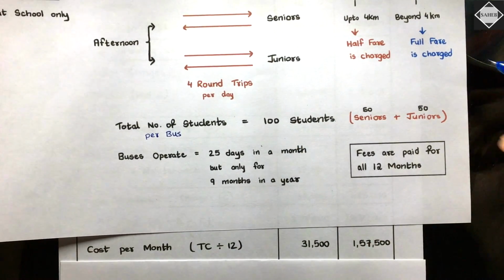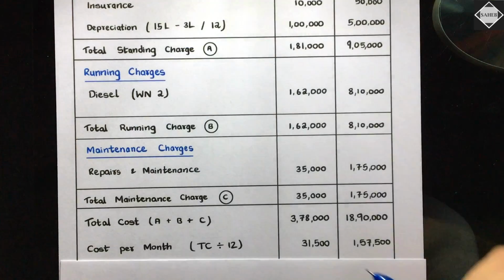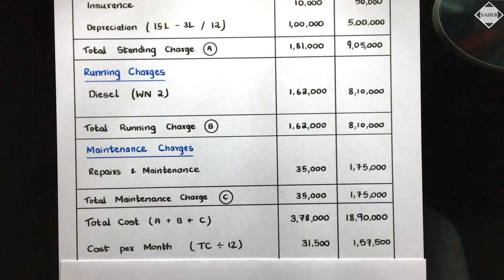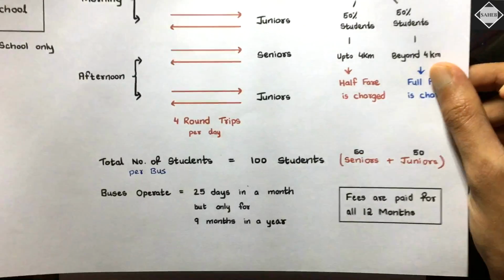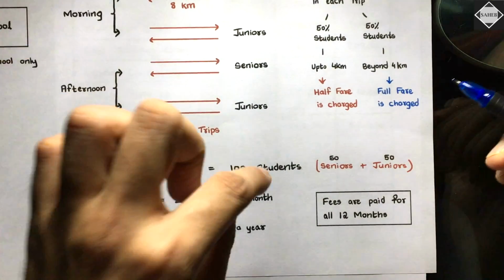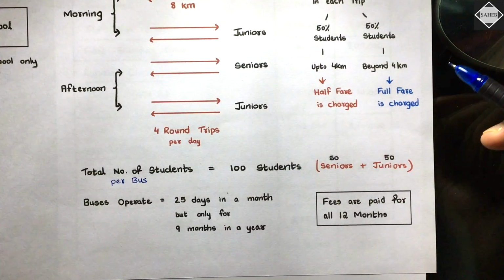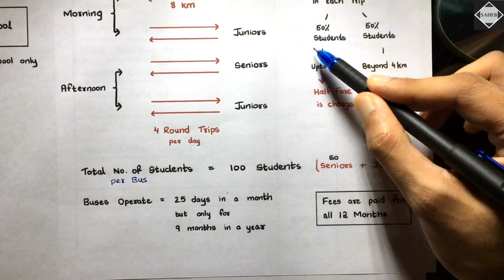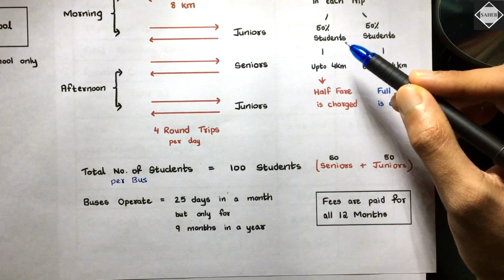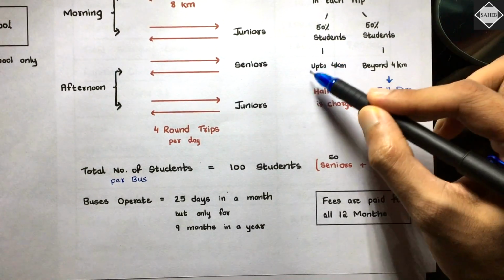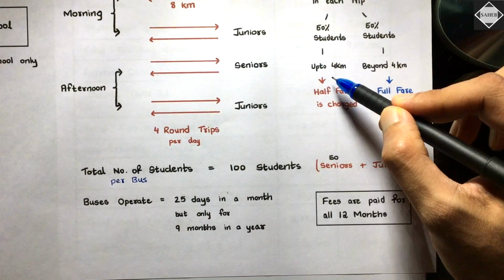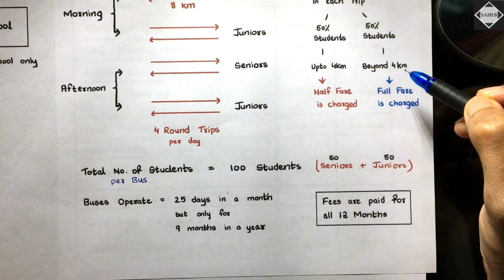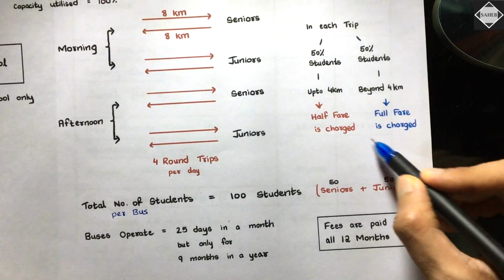No, we can't do that. We can't just divide 31,500 by 100 students. Why not? What is the problem? Because in these 100 students, 50% of students are paying half fees because they live within 4 kilometers of the school, and the rest of the 50 students live beyond 4 kilometers from the school, and for them we are charging full fees.